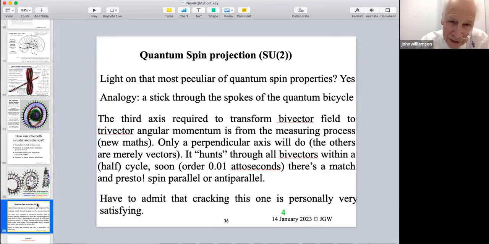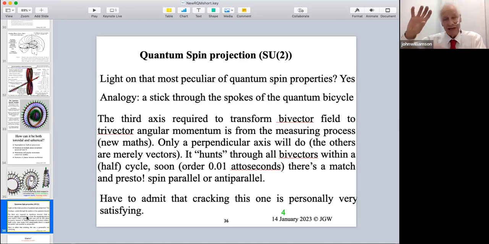Actually, the quantum spin is very interesting, and this is one that I personally really enjoyed doing. If you're looking at quantum spin, you're looking at the projection onto a piece of measuring equipment. What it does is it hunts through all the bivectors within a half cycle, and in the order of 0.01 attoseconds, there's a match. And it's only when you get a match that you get transfer, because only at that point do you get a resonant harmonic coherence. So this is why the spin's always in the same direction.